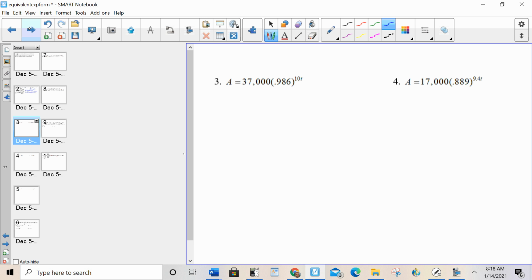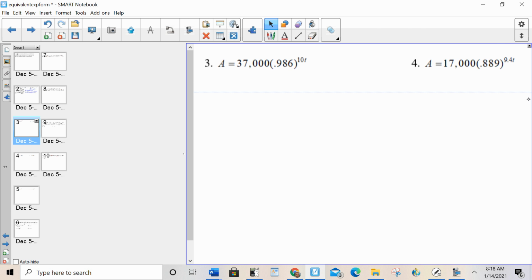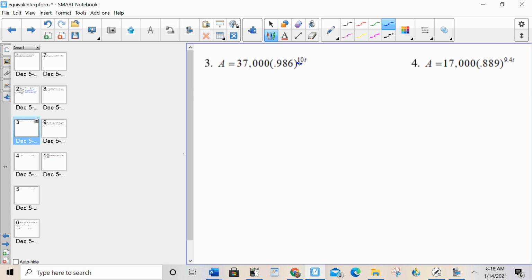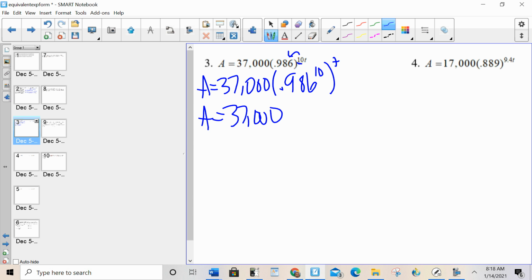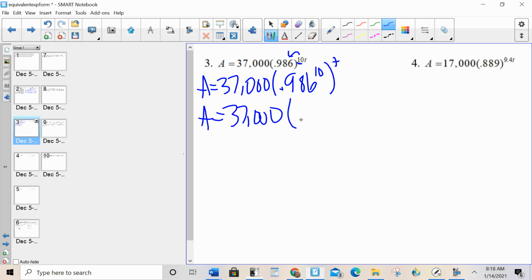Okay, now that you tried 3 and 4 on your own, I'm going to go over it for you. So in number 3, I'm taking that 10 and I'm absorbing it into the parentheses. So it's going to be a equals 37,000 times 0.986 to the power of 10 to the power of t. From there, I'm just going to type 0.986 to the power of 10 into the calculator. I get 0.868 to the power of t.